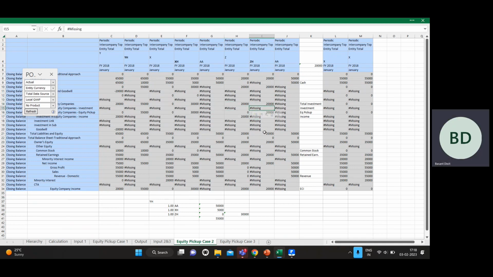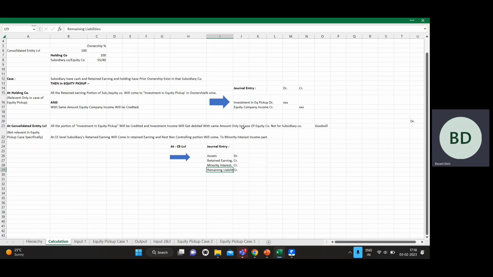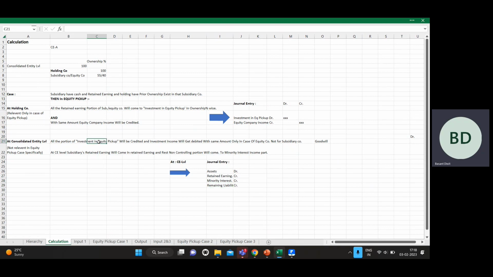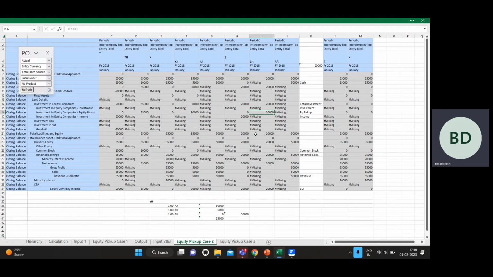Okay, so further moving on, as you can see, in the equity case, which I wanted to tell you especially, only the equity amount will come. The portion of equity amount will be credited, and the investment income will be debited. So this is what is written in this sheet, and this is what is happening practically, that whatever was coming in the equity pickup is now coming in on the income side, and it is rolling to the investment in equities. Okay, and the revenue is the same. Okay, and XH has 60% in double A.